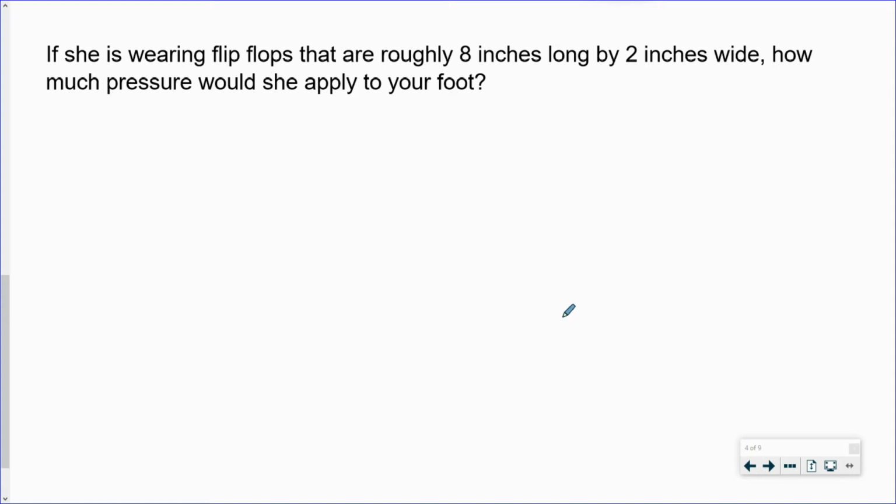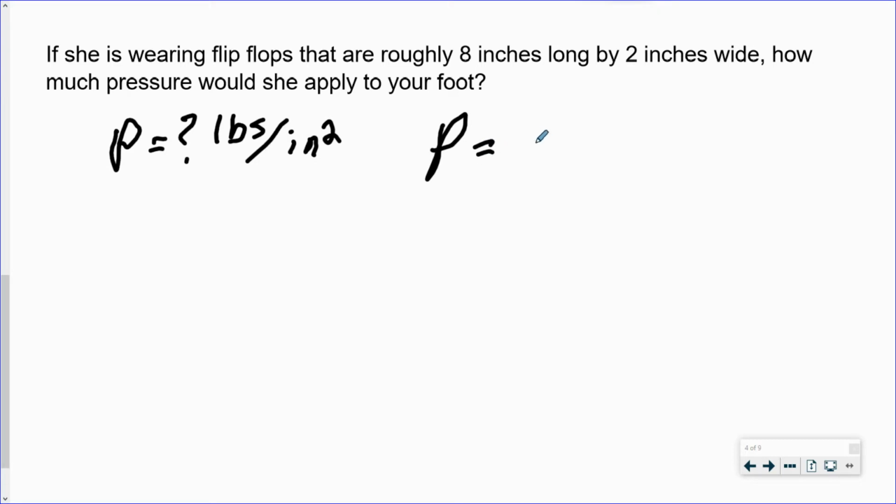To figure that out, we say that pressure is what we're looking for. We don't know what it is, but in this case, it's going to be in pounds, and the abbreviation for pounds is LBS. You need to look up what that stands for. I used to know it once upon a time, but it's going to be pounds per square inch. And then the equation, pressure equals force divided by area.